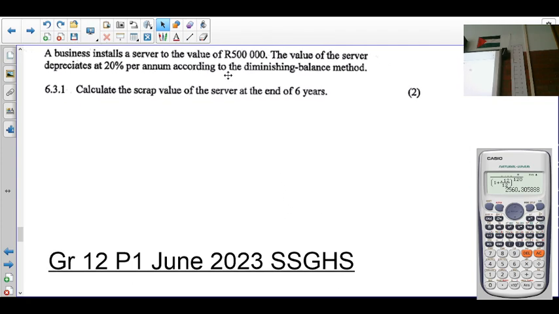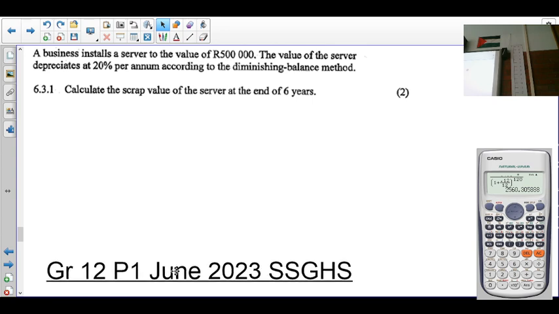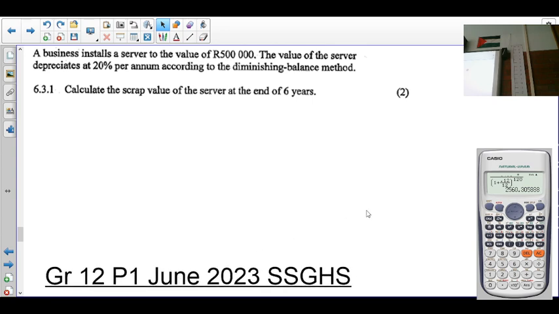Okay. People, in question 6.3 we are told that a business installs a server to the value of 500,000 Rand. Okay, it's a lot of money. The value of the server depreciates at 20% per annum according to the diminishing balance method. Diminishing balance and reducing balance method, of course, is the same. Calculate the scrap value, which is the A value, of the server at the end of 6 years.